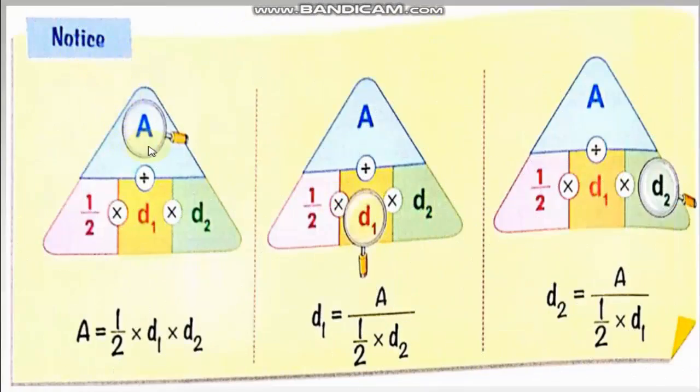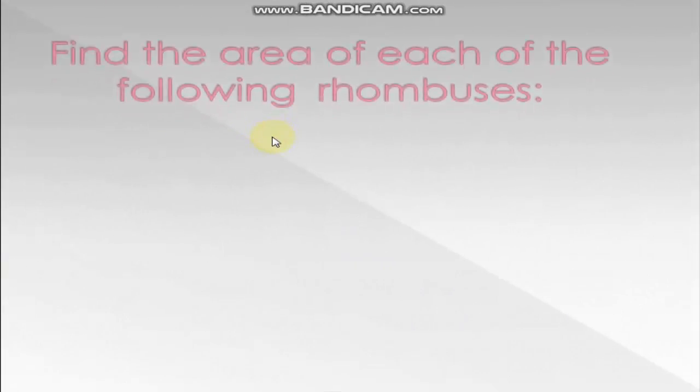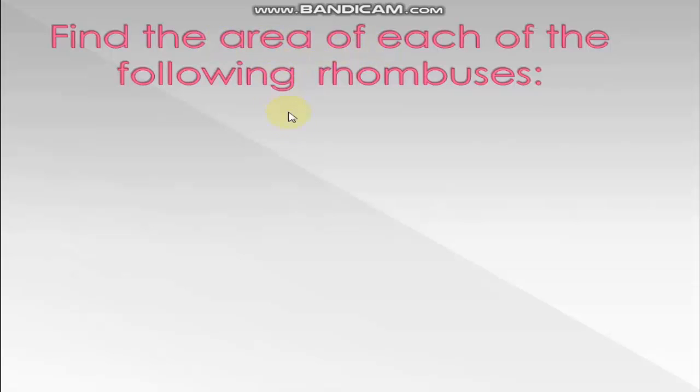We can say if we need the area of a rhombus, we multiply half times d1 times d2. But if we need the d1 diagonal, we divide the area by half times d2. If we need the d2 diagonal, we divide the area by half times d1. For example, find the area of each of the following rhombuses.